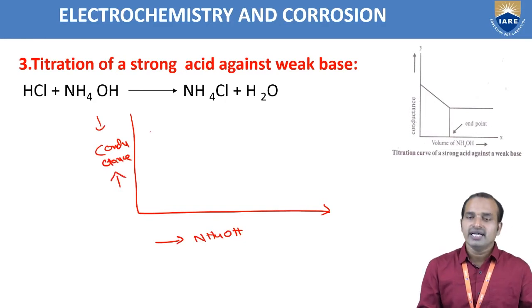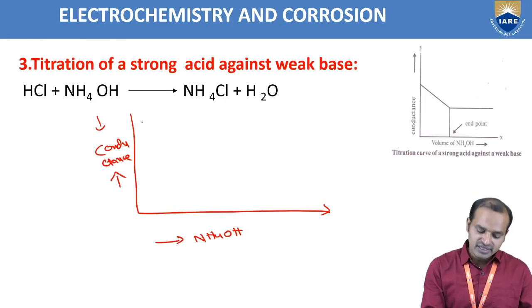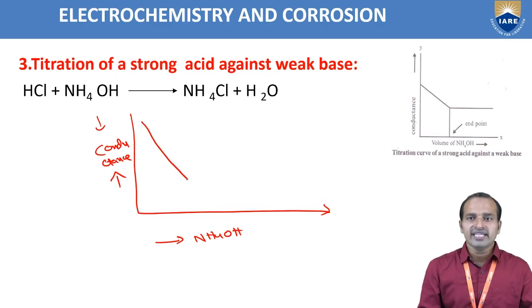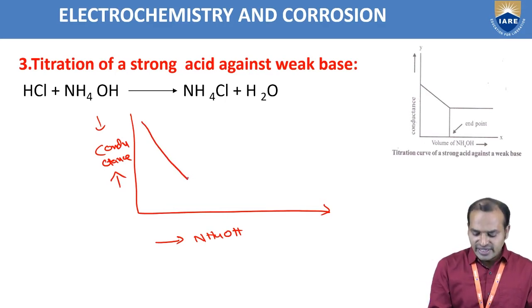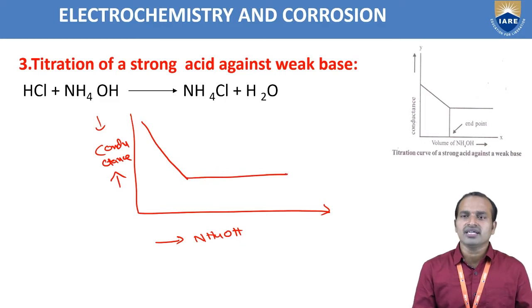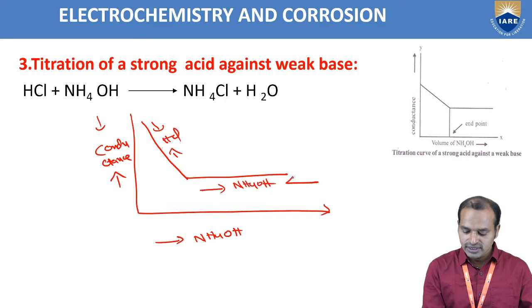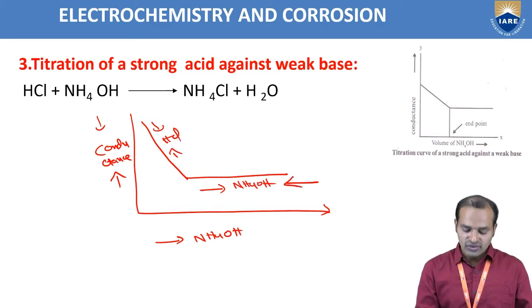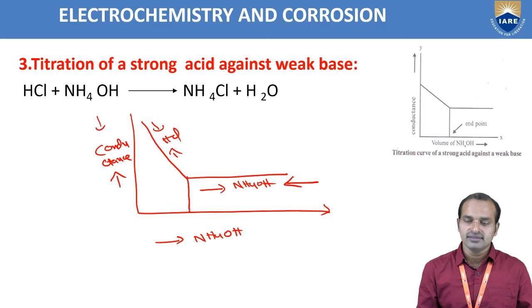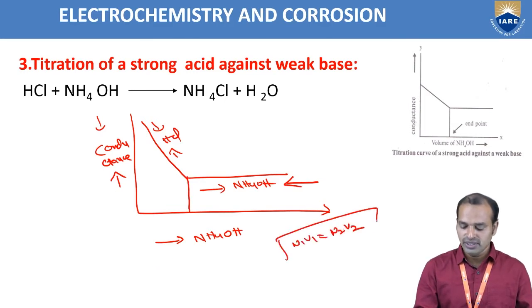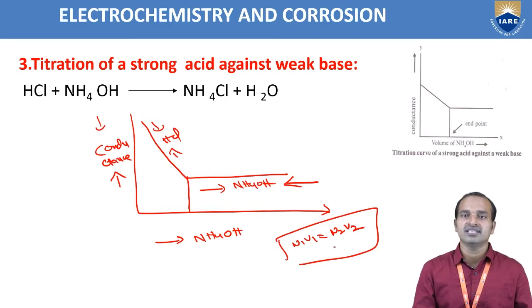In this, HCl is taken in the beaker, so the conductance values slowly fall. After decreasing, when we observe the conductance value, there is no change. So this curve is due to HCl and this is due to NH4OH, where there is no change in the conductance. When these two lines coincide, this is the V2. N1V1 equals N2V2. By using this formula, we calculate the concentration of the strong acid, that is HCl.